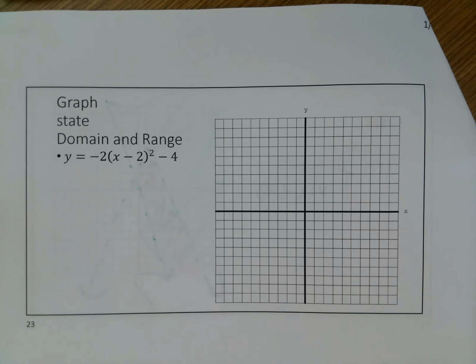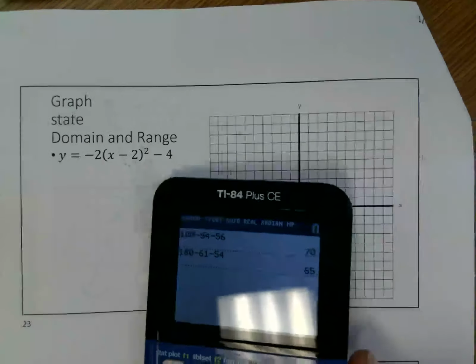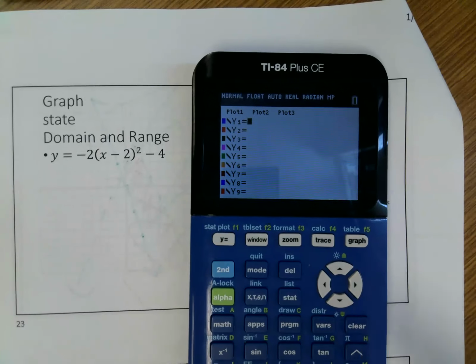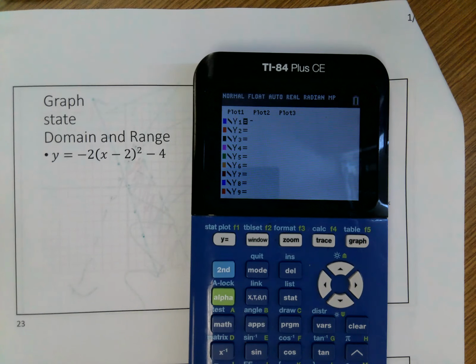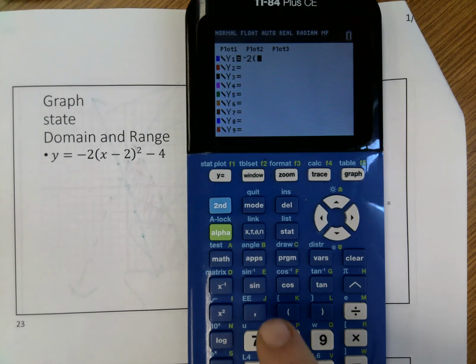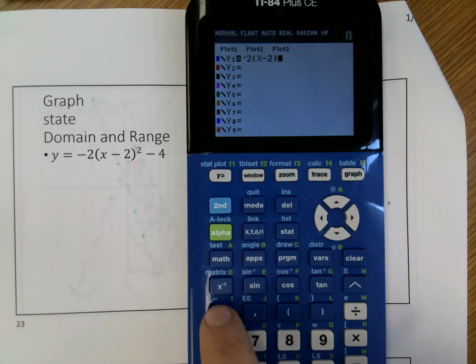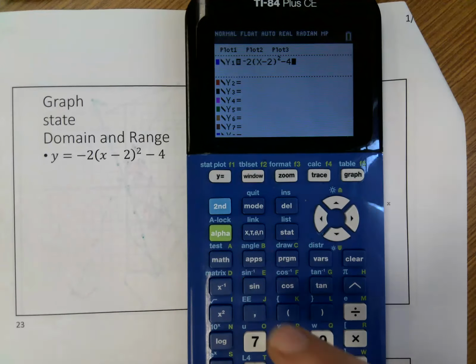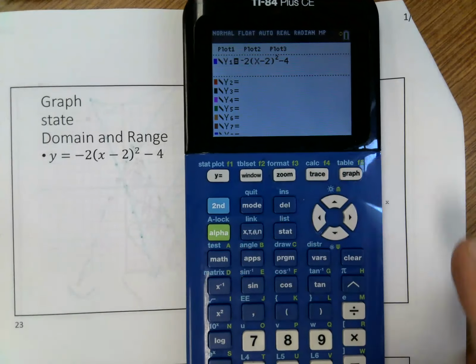First, you can type this into your graphing calculator if you wish to get to your table. If you need a reminder of how to do that, you go to your y equals button, type in your equation, so clear out anything that's there. Make sure you put -2, parenthesis, and then the x right here, -2, parenthesis, and then squared -4. To get to your table, you have to go second graph.